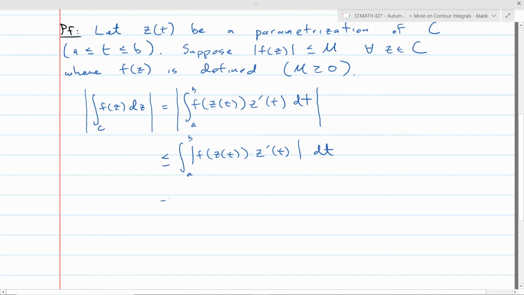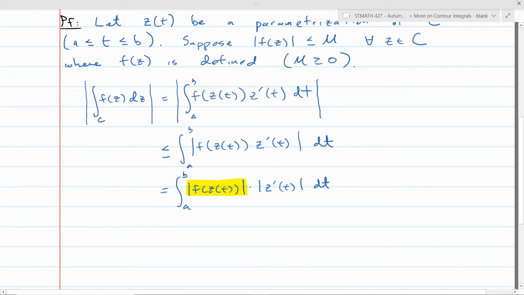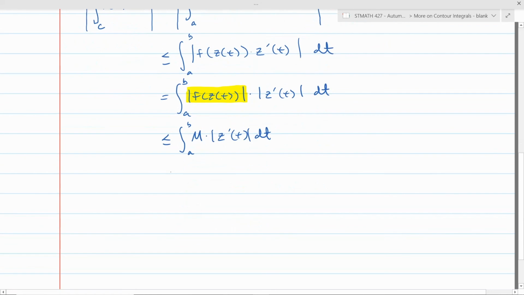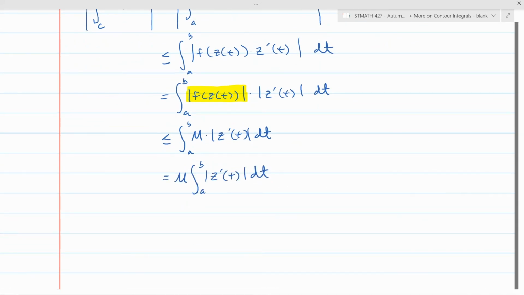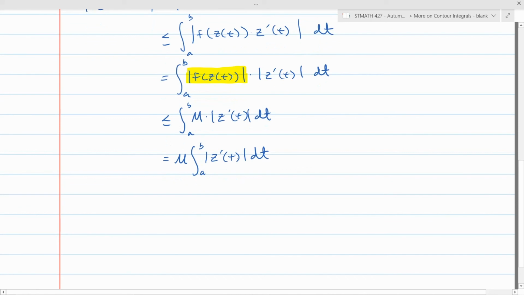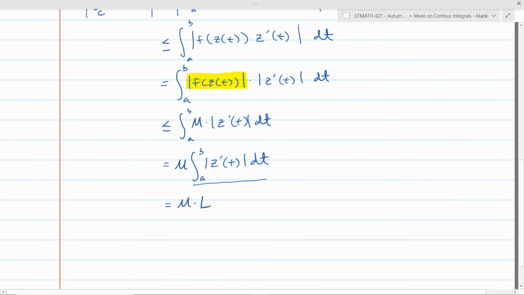Well, this integral here, I can break up that modulus into a product. And this f of z of t, we know by hypothesis, we know the modulus of f of z is less than or equal to M for any point on that curve. And so z of t is a point on the curve. So we know that this is less than or equal to the integral a to b of M times the modulus of z prime of t. And of course you can pull the M out. And then the expression that you're looking at here is exactly the length. This integral is exactly the length of the curve. So this is M times L, which establishes the theorem.